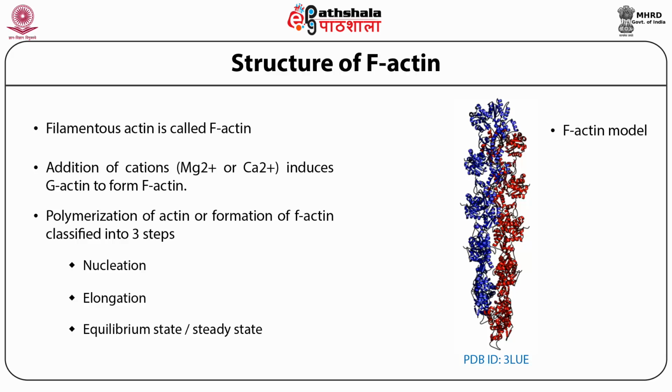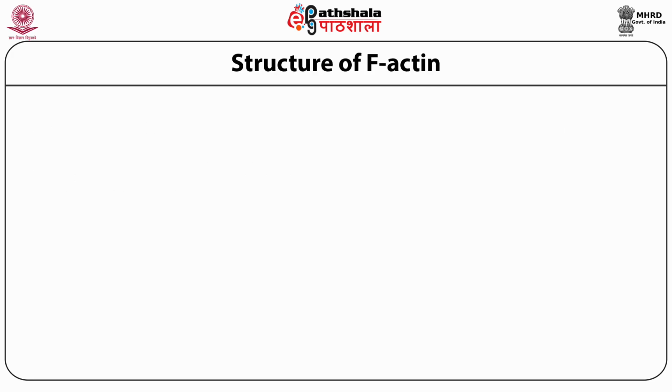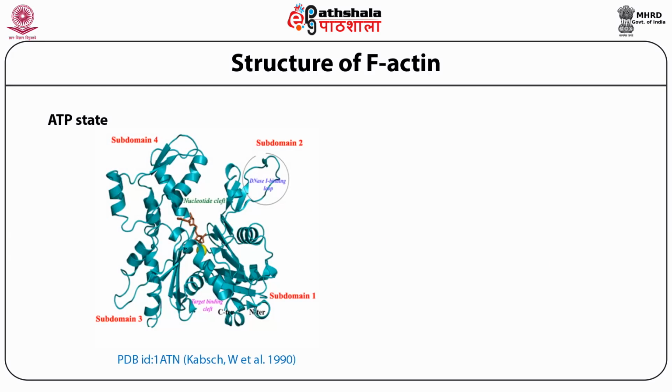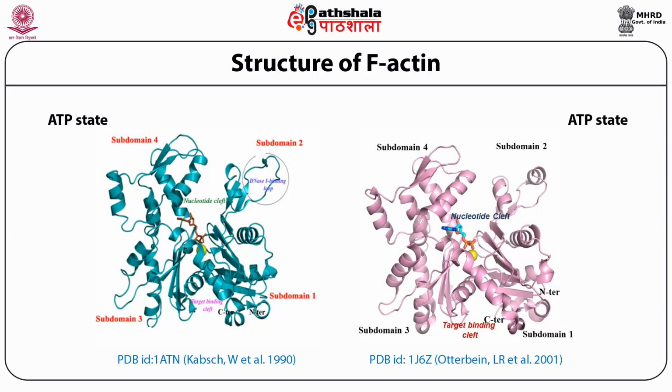It will be good if you can see PDB 3LUE in 3-dimensional structure. That will give you a much clearer picture of how actins are polymerized to form F-actin. Here I have shown you 2 actin structures, one with ATP and the other with ADP. The ATP state is expected to be the G-actin state, and the ADP state is expected to be similar to the F-actin state. You can see there is a clear difference in subdomain 2.